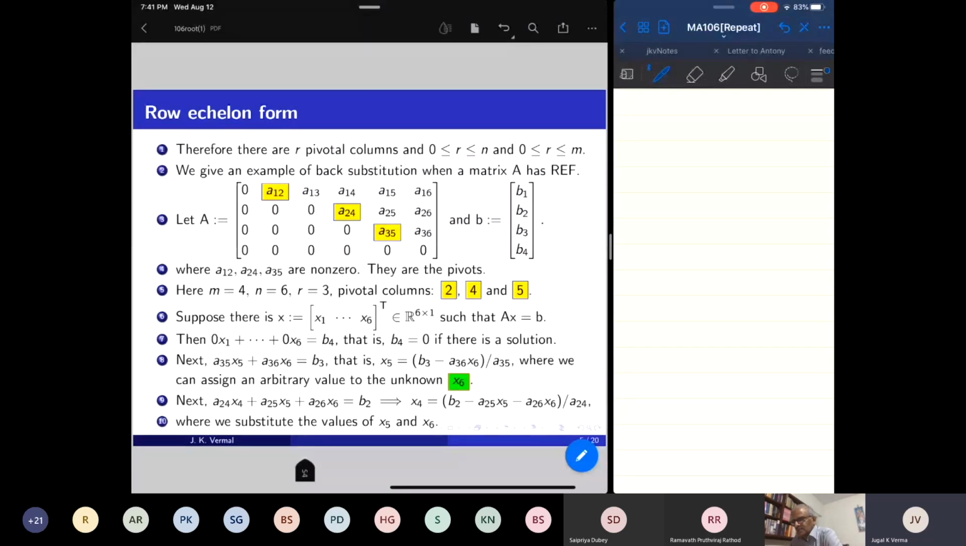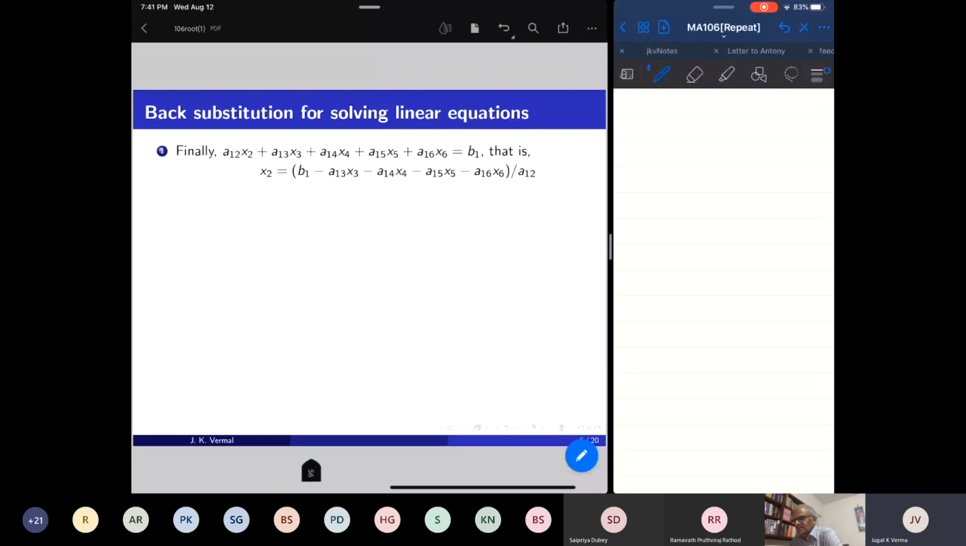The third column is a non-pivotal column, and any value for x3 can be given to find the other values. So in the equation for x2, the values of x4, x5, x6 are determined, and x3 can be given an arbitrary value, and x2 is determined.